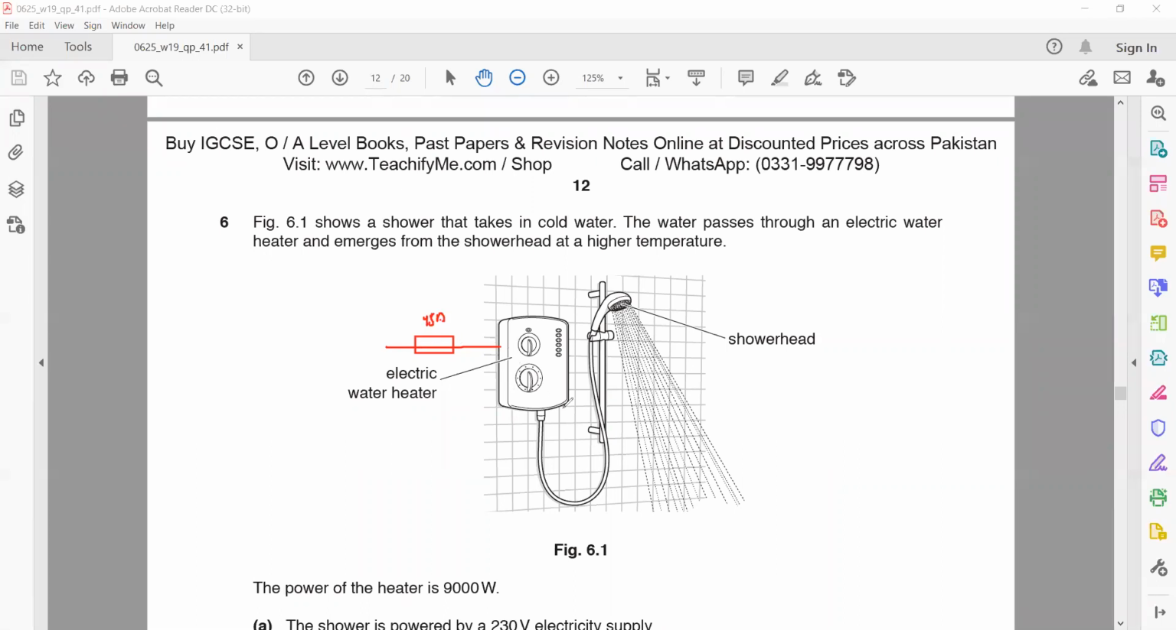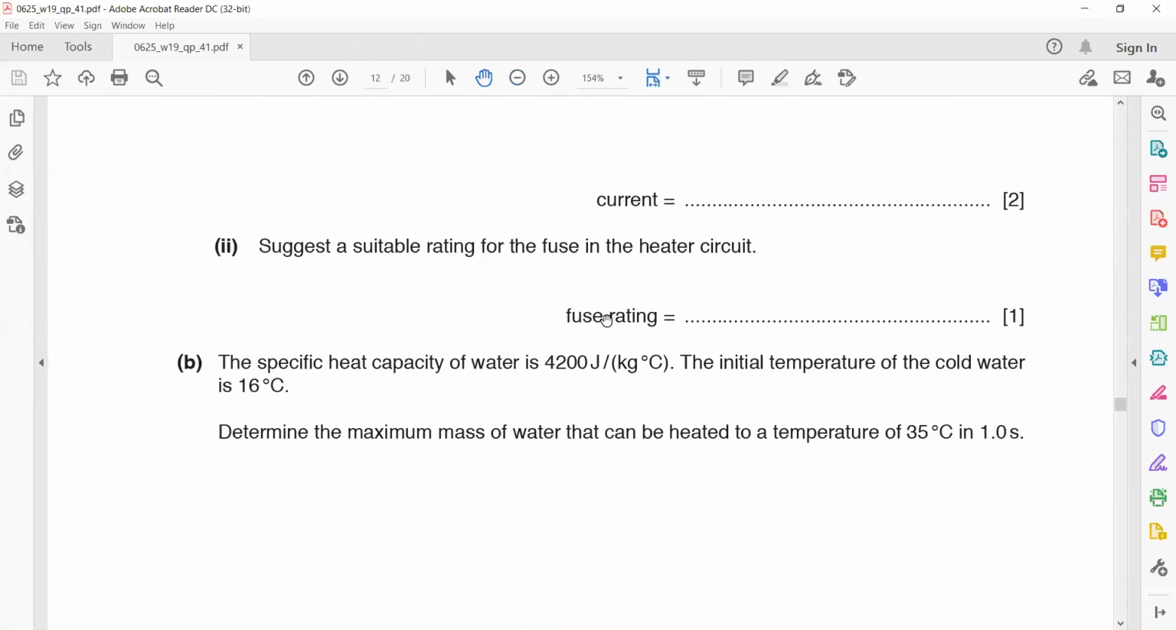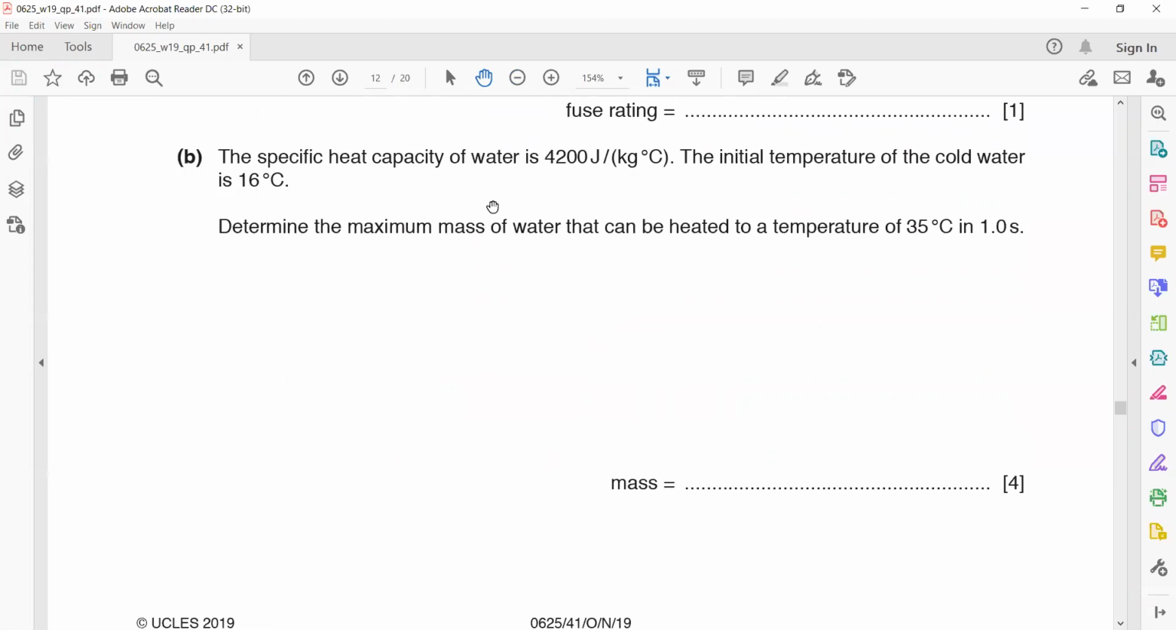The specific heat capacity of the water is 4200. The initial temperature of the cold water is 16. Determine the maximum mass of water that could be heated to 35 degrees in 1 second. So you already know the power. Energy is power multiplied by time, so you can find the energy first, and E = cm delta T.